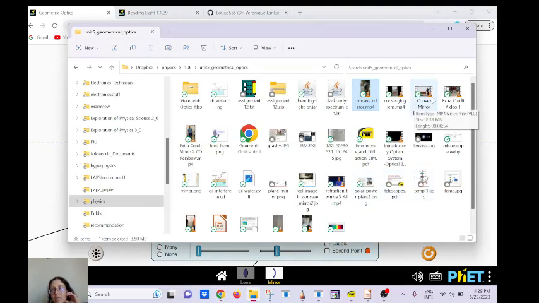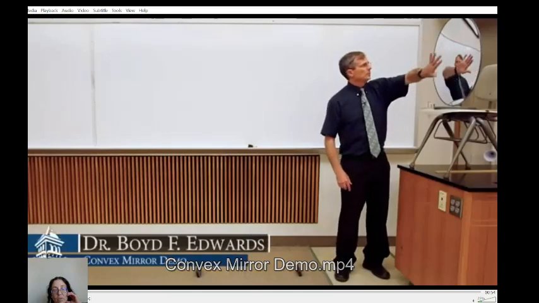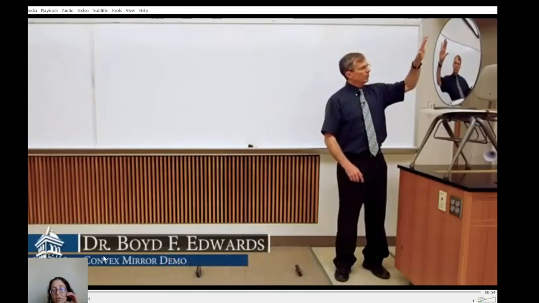So here I have a demo. This is a convex mirror. That's what it looks like. You can find his demos; he has a YouTube channel with a lot of demos. It's called Demos Physics.